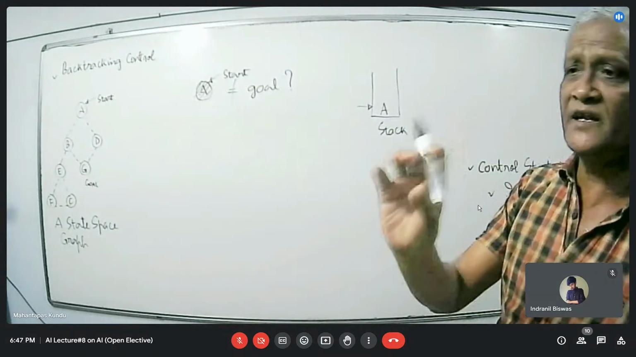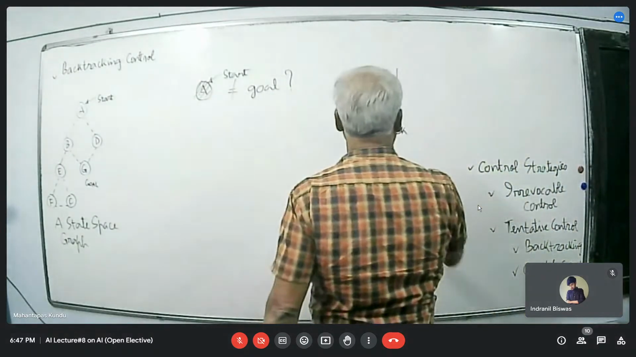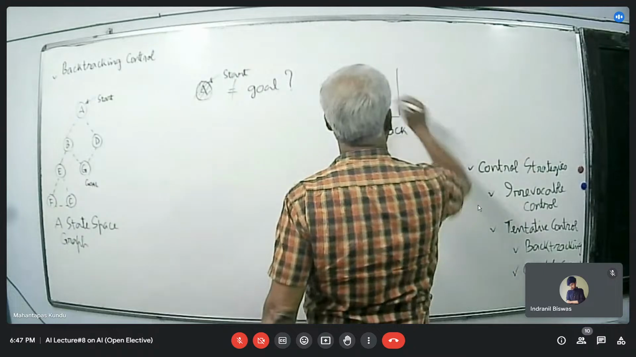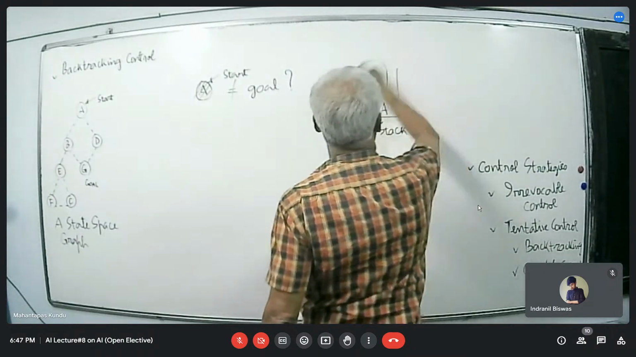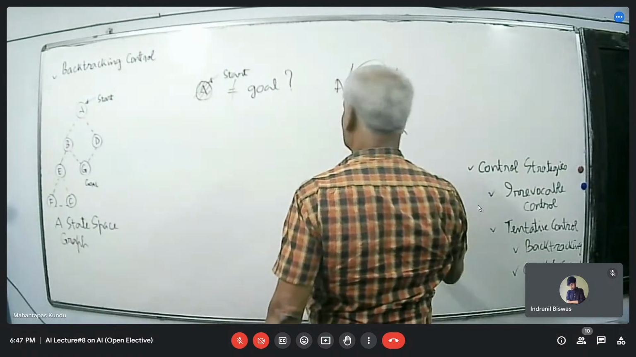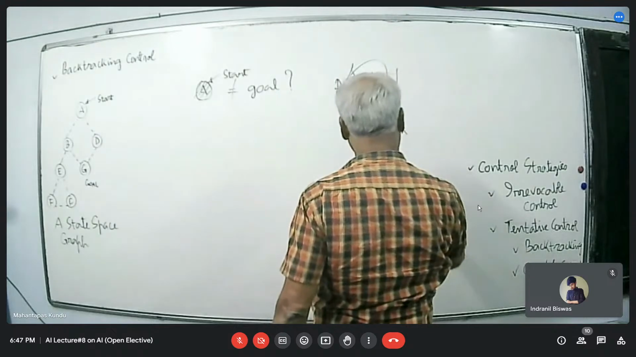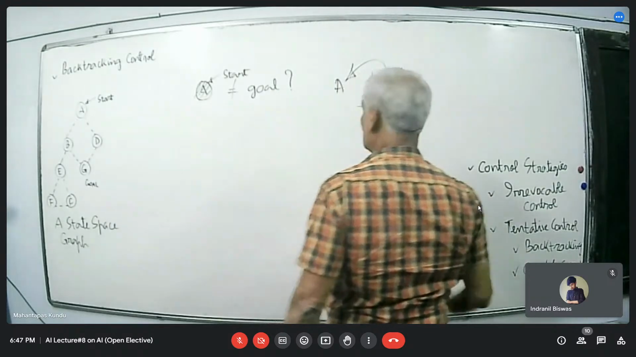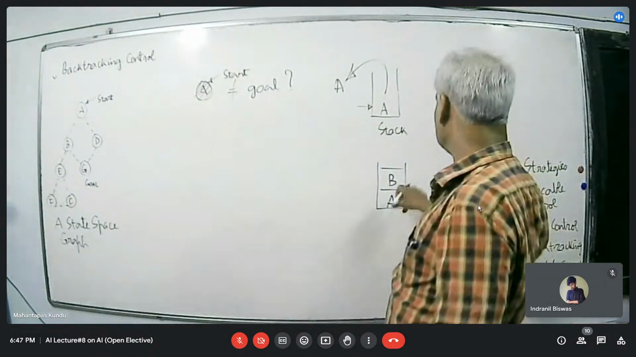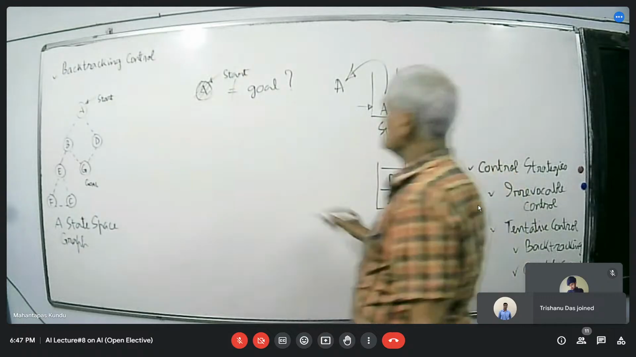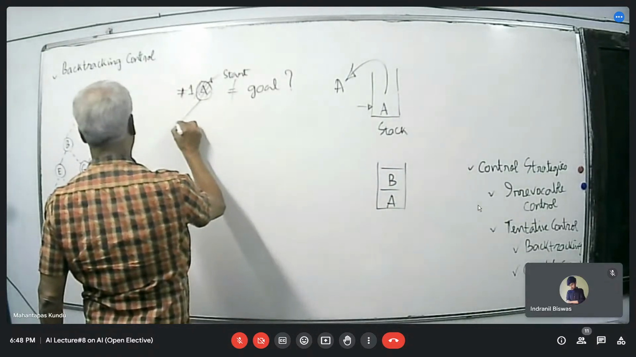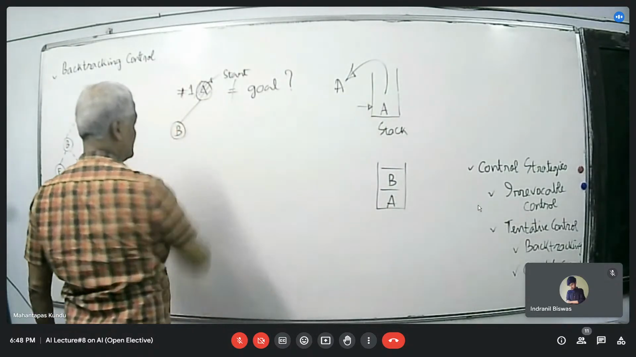And after we generate B, what we will do? We will first push it. Then we will again store this node A and B over the stack. And as soon as we store B over the stack, B will be added as successor of A.